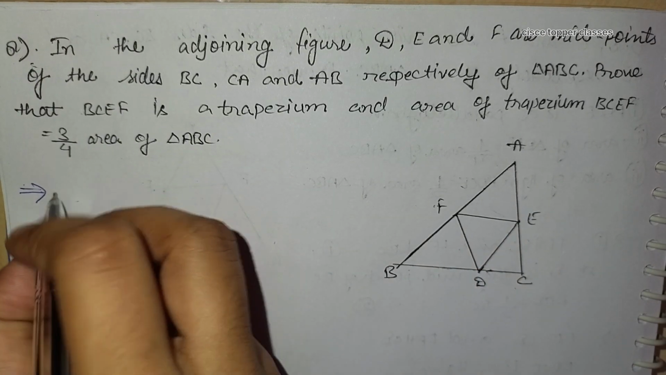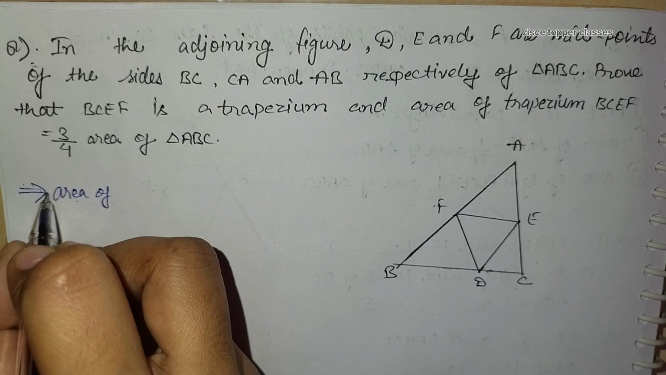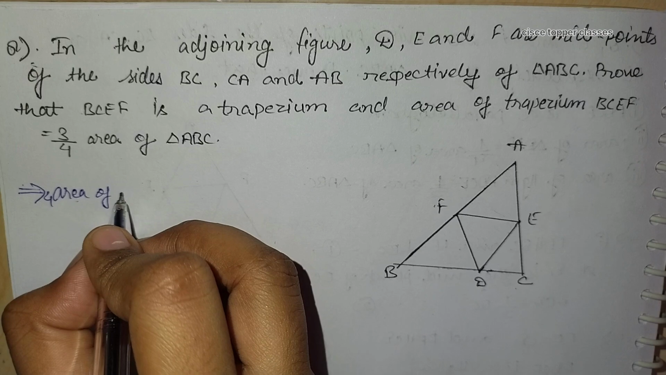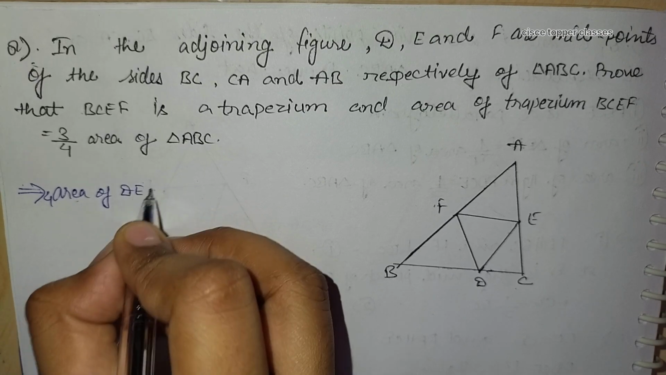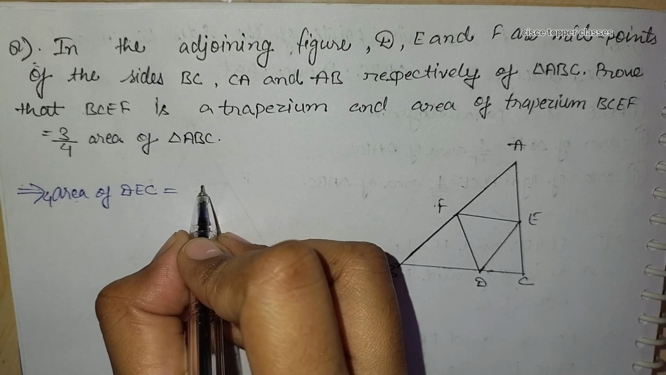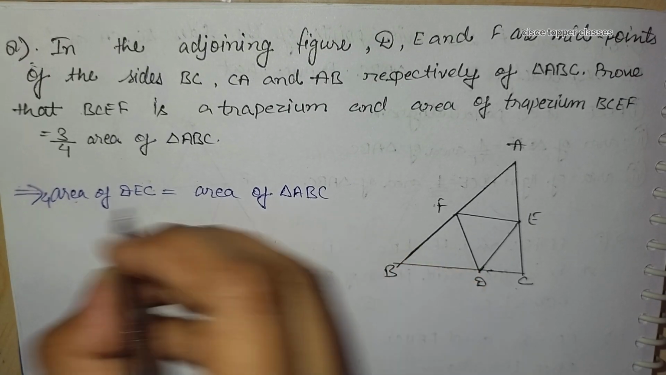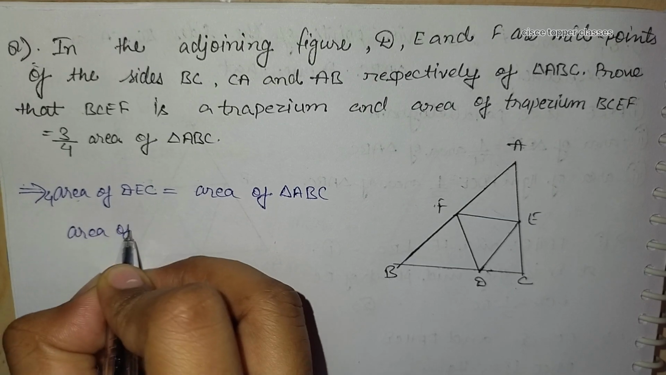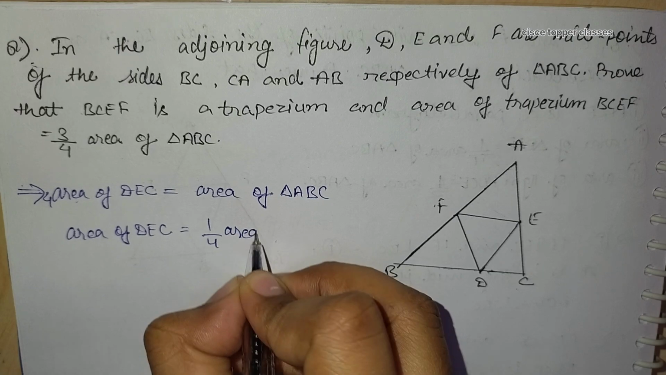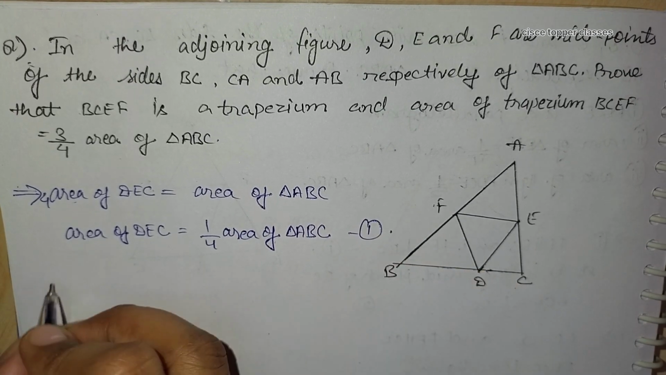So simply we can write it as 4 area of triangle DEC, because these are equal. So here we have 4 times DEC is equal to area of triangle ABC. So here we can write area of triangle DEC is equal to 1 by 4 area of triangle ABC. Put it as the first equation here.